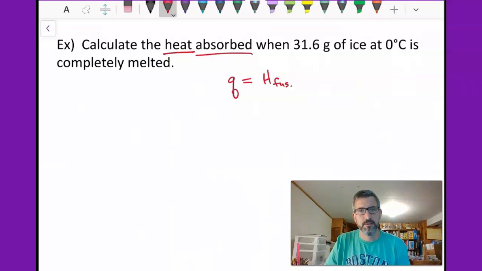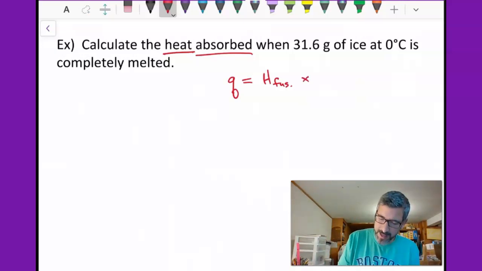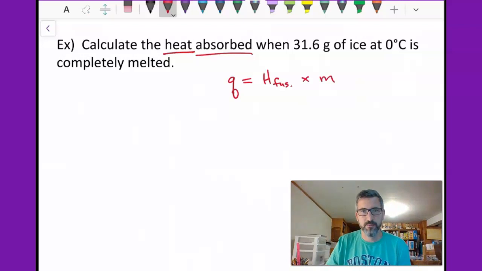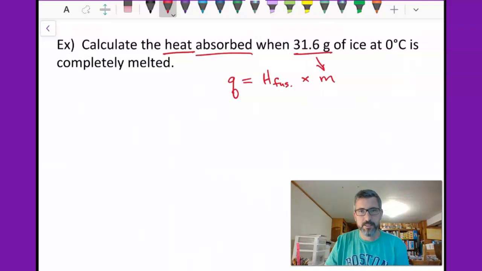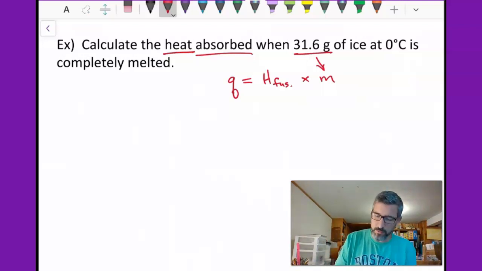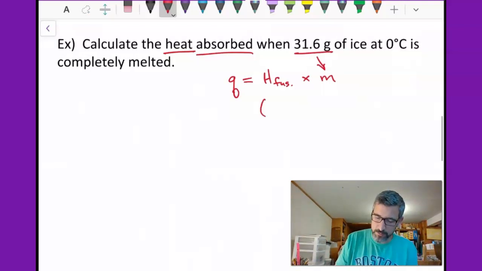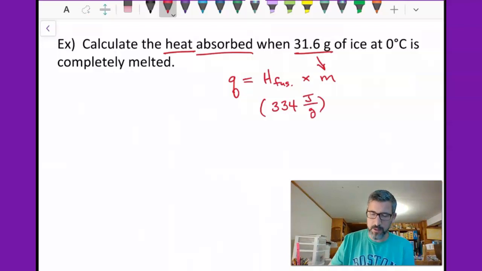So the amount of heat absorbed is going to be equal to the heat of fusion times the mass of the sample. So this is the equation that we're using, and it looks like we've been given the mass right there, right? So that's pretty easy. The heat of fusion will have to be provided for you, and I will do that. So it's actually 334 joules per gram, and that is specific to water. So anytime you're given a new substance, I'll give you the heat of fusion that we need to solve the problem. Okay, so there you go.